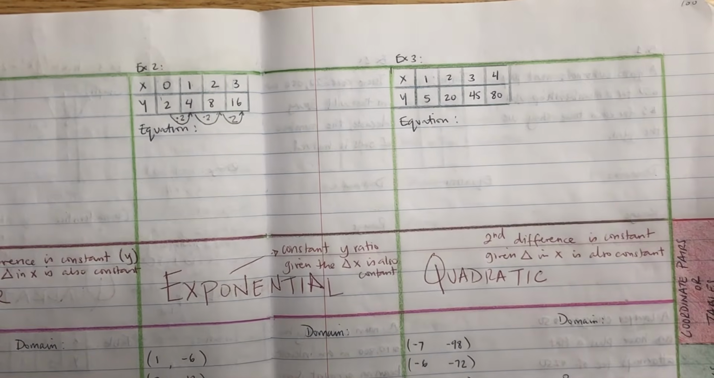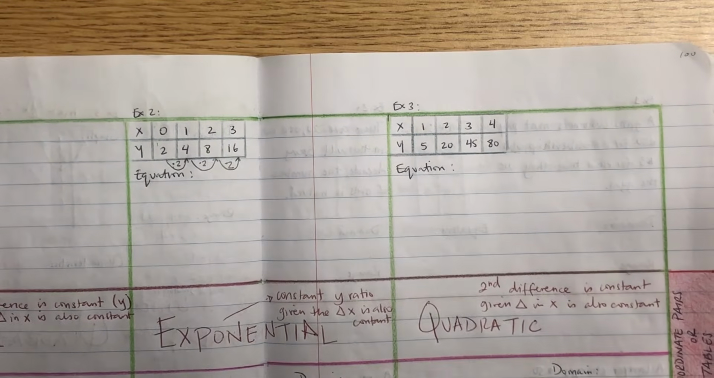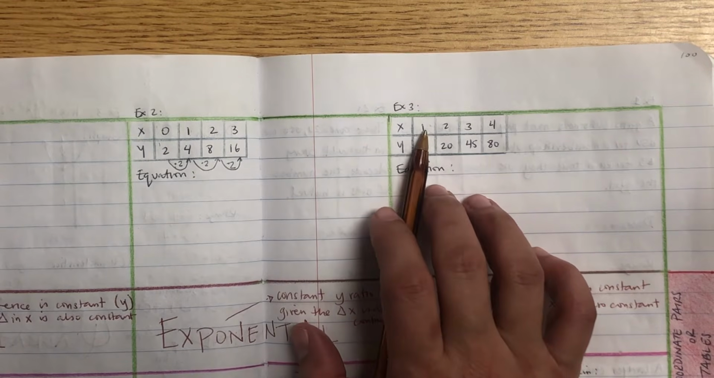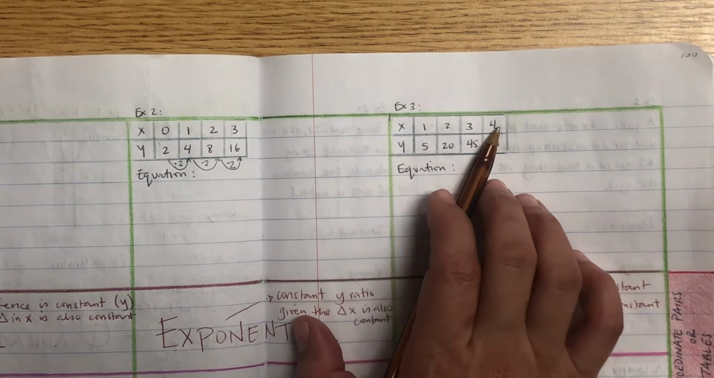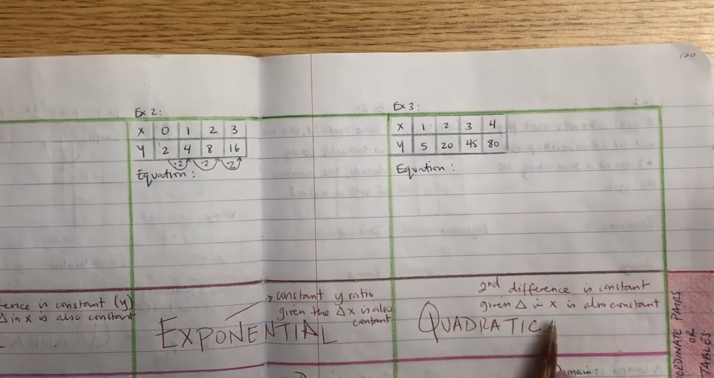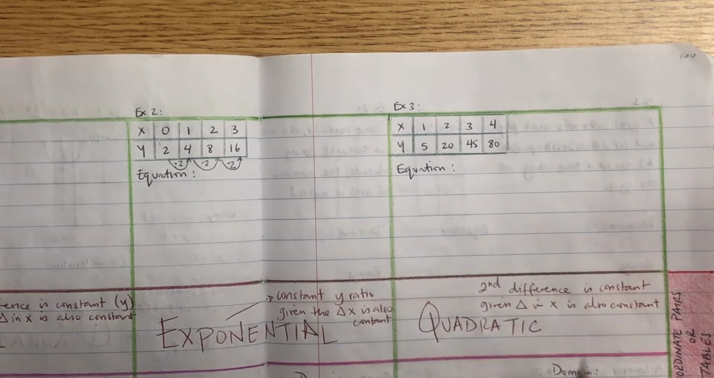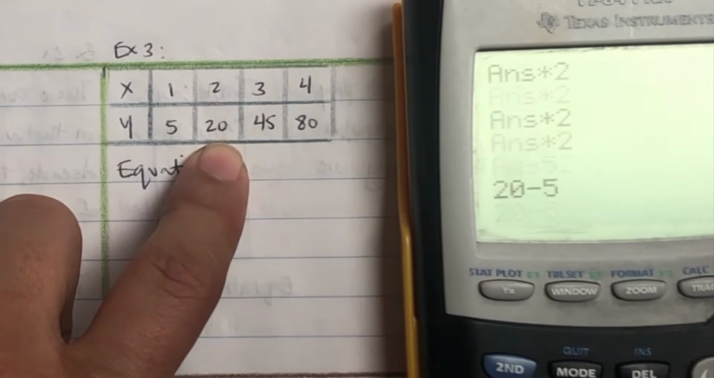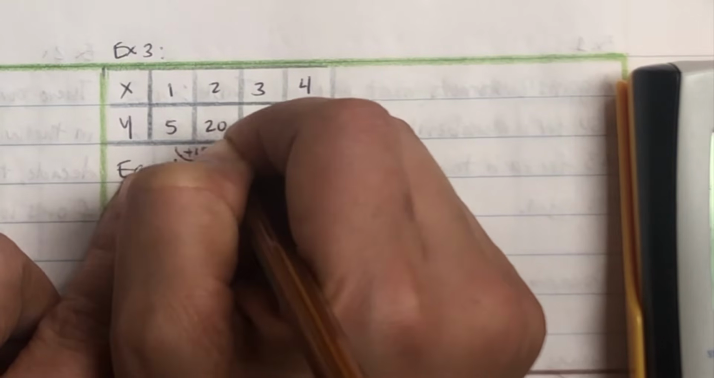Okay, so what does that mean? It means you find the first difference. Again, the change in x is always going to be constant. I don't think they're going to trick you. So from here to here, I'm adding 1, adding 1, adding 1. For it to be quadratic, your second difference has to be constant. So find the difference in the y. So 20 minus 5 is 15. So I am adding 15 from here to here.